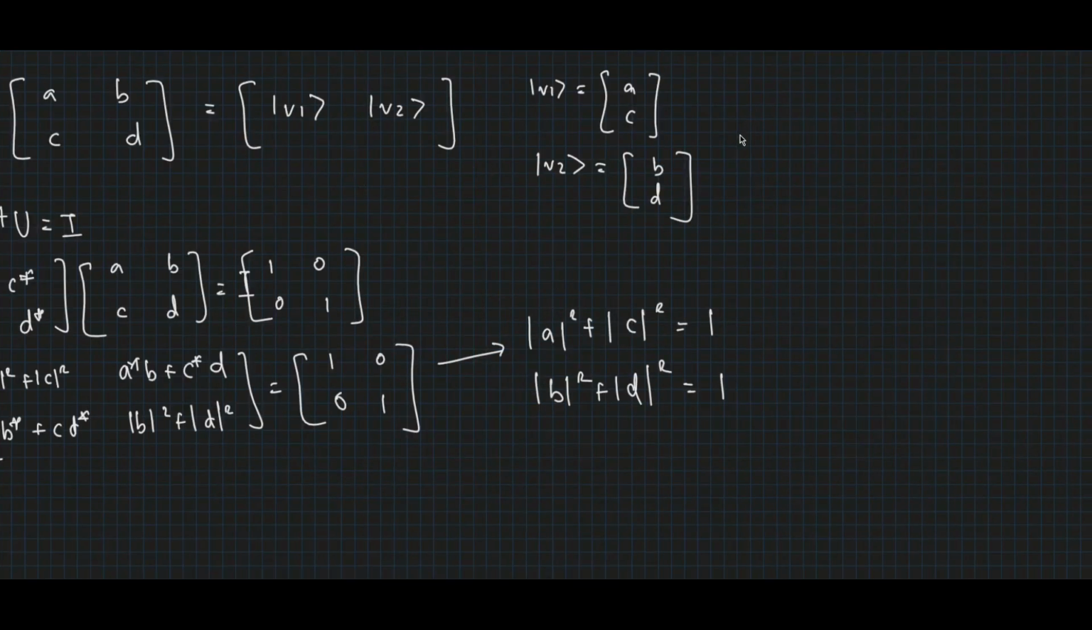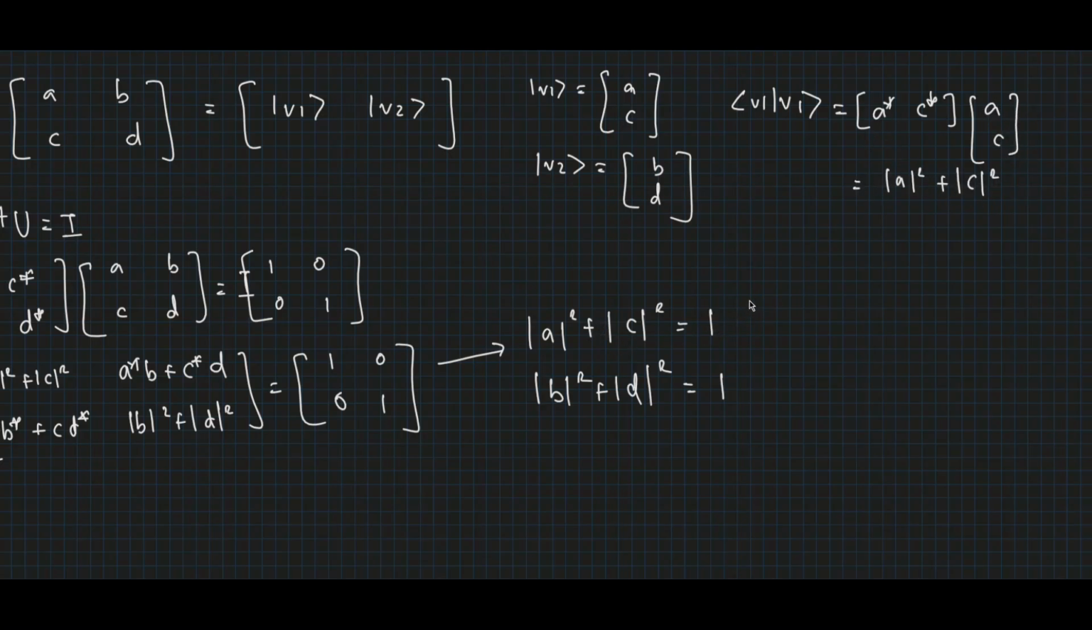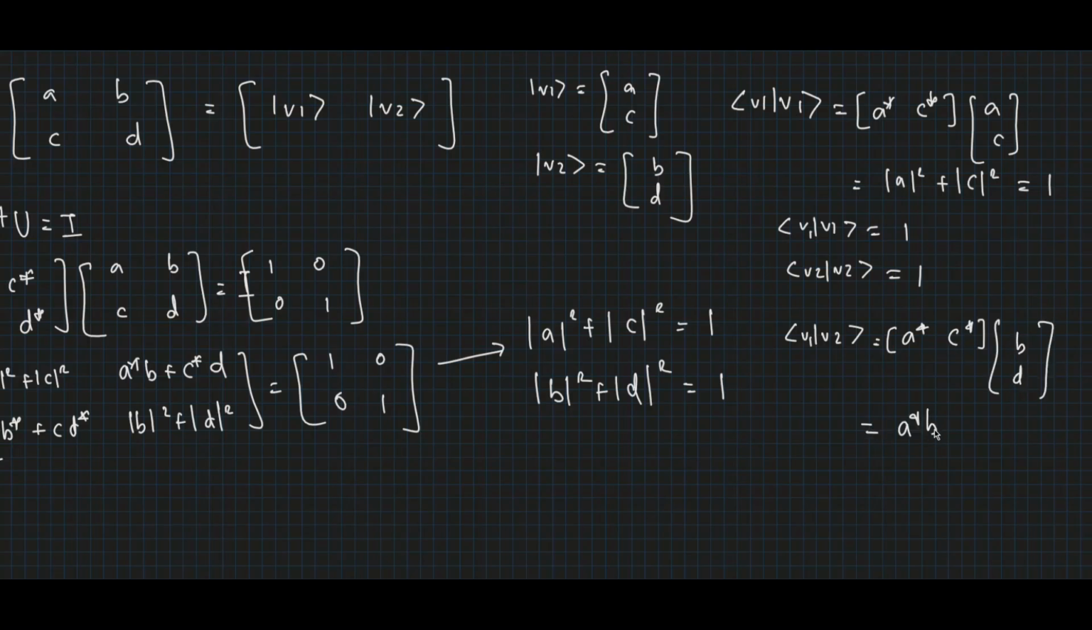Now we know the inner product <v1|v1> would be equal to (a* c*) into (a, c), which is equal to |a|² plus |c|², and that is 1. Therefore, <v1|v1> is equal to 1. Similarly, we can check that <v2|v2> is also equal to 1, and <v1|v2>, which is equal to (a* c*) into (b, d), which is equal to a*b plus c*d, will be equal to 0, as you can check from this equation. That means v1 and v2 are orthonormal. And since |a|² plus |c|² is equal to 1 and |b|² plus |d|² is equal to 1, we can say that v1 and v2 are normalized.